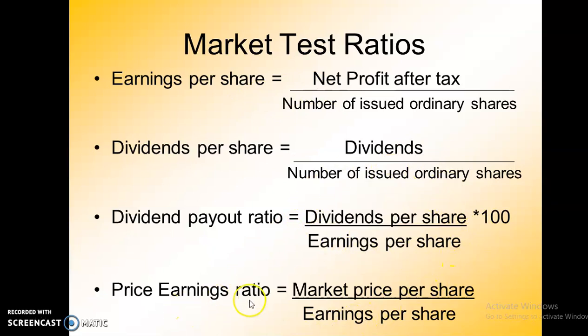And the last one is price earnings ratio. This is the key ratio used by shareholders for investment in equity shares. That ratio is known as market price per share divided by EPS. All these are the relevant market-based ratios.